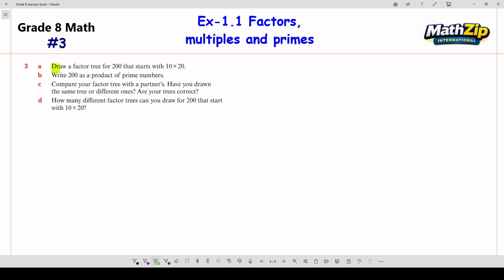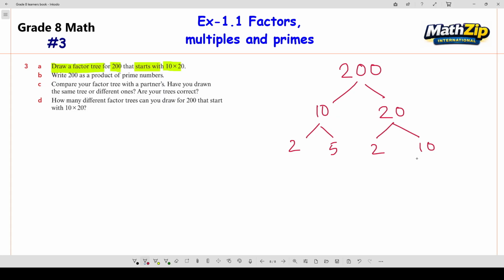Number 3, draw a factor tree for 200 that starts with 10 times 20. Okay, no problem. This is our 200 and it will start with 10 times 20. So this 10 we can write as 2 times 5, and this 20 we can write as 2 times 10. This 10 can be written as 2 times 5. Okay, so this is number A.